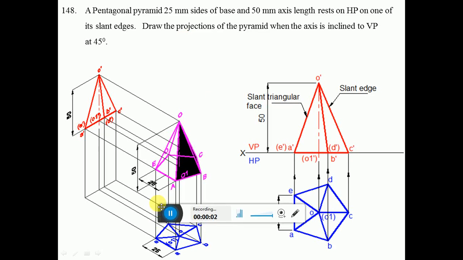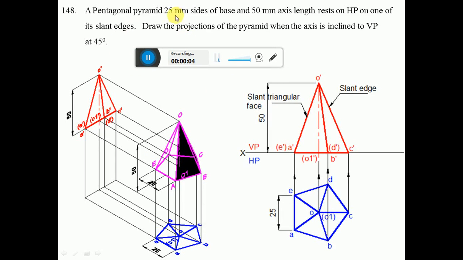Now, a pentagonal pyramid of 25 mm sides of base and 50 mm axis length rests on HP on one of its slant edges. Draw the projections of the pyramid when the axis is inclined to VP at 45 degrees. So here the position is so placed that the slant edge has to be parallel to VP.